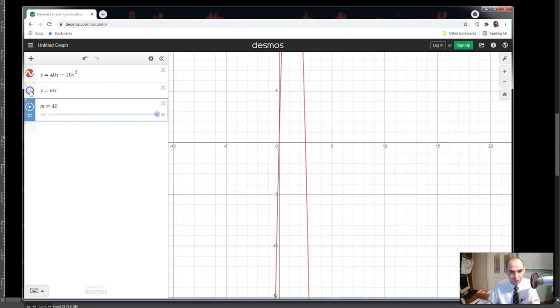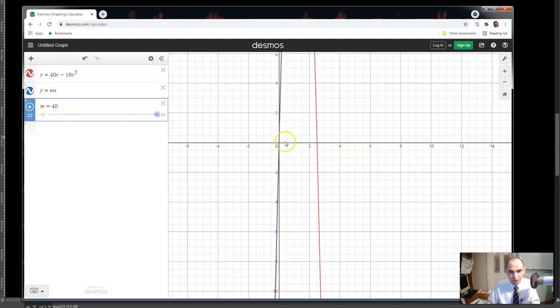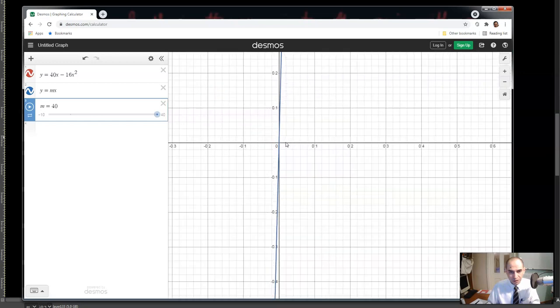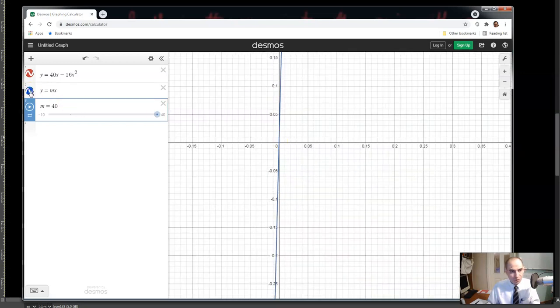You can see very clearly that the line is tangent to the graph of the function, meaning that at t equal to zero, you don't even see the graph of the function, you see only the tangent line, which is the blue line over here, right? Which explains the initial velocity of the ball, right?